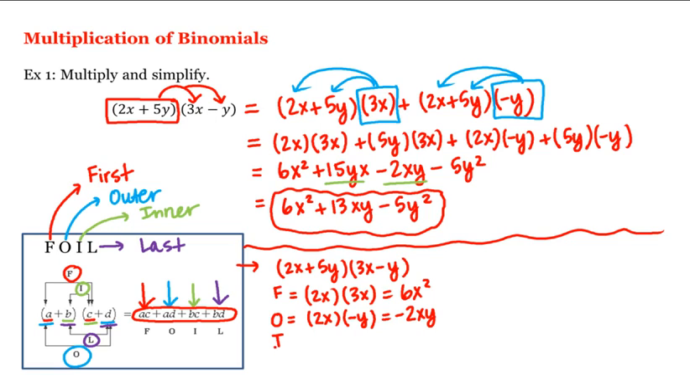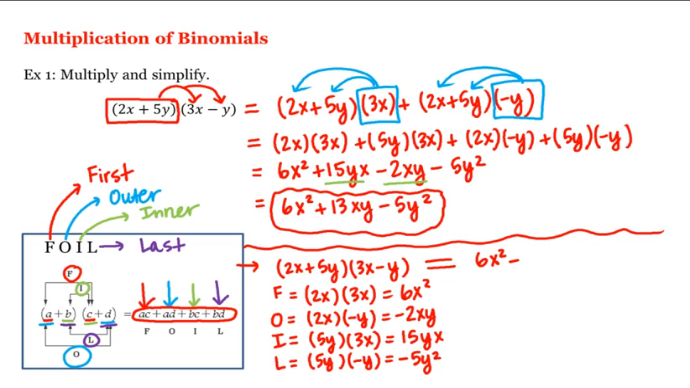And I is the product of the inner terms in the two binomials. So 5y and 3x, which is equal to 15yx. And L is the product of the last terms in the two binomials. So 5y times negative y, which is negative 5y squared. And therefore, this product is the sum of all of these. So it's 6x squared minus 2xy plus 15yx minus 5y squared. And again, negative 2xy and 15yx are like terms, so we can combine them, which gives us the same answer of 6x squared plus 13xy minus 5y squared.